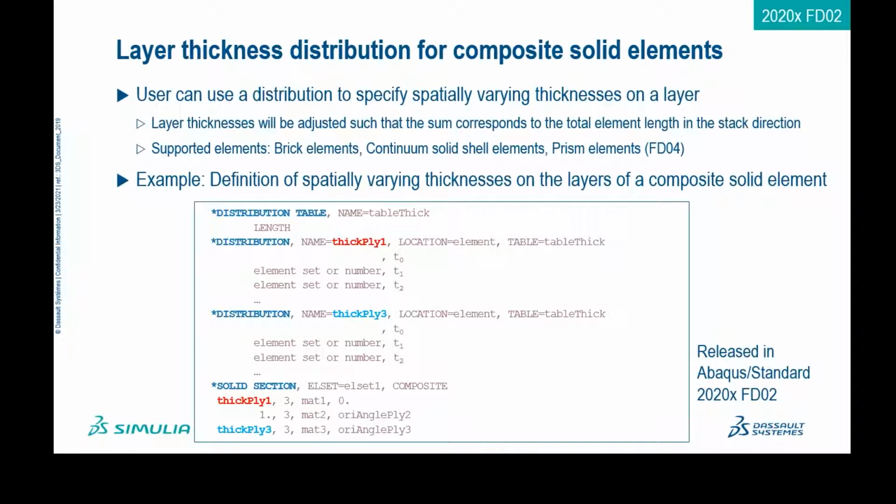The layer thickness distribution for composite elements could be used to specify spatially varying thickness on a layer. So the layer thickness could be adjusted such that the sum corresponds to the total element length in the stack direction. The supported elements for this option are brick elements, continuum solid shell elements, or prism elements.